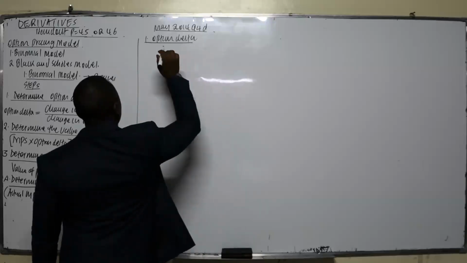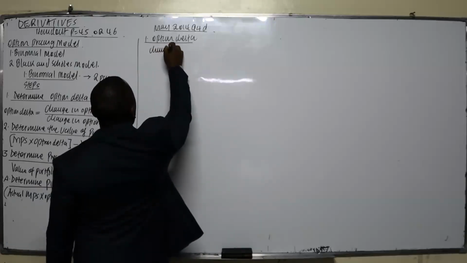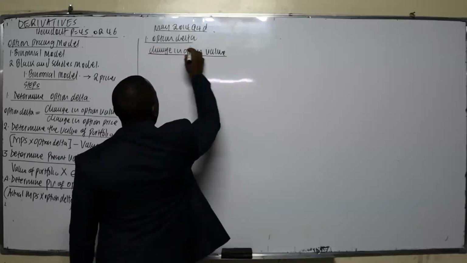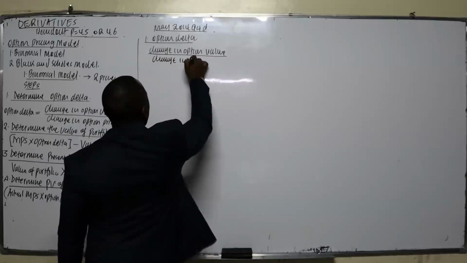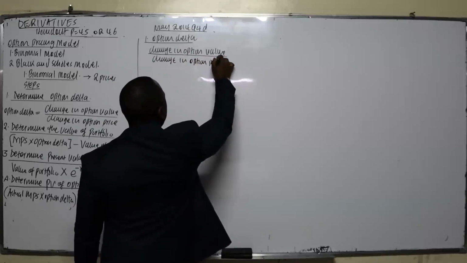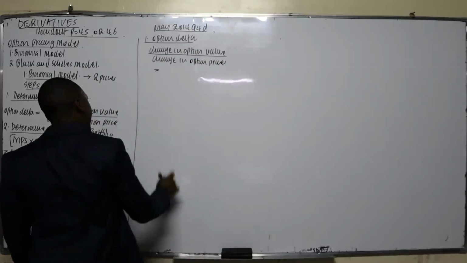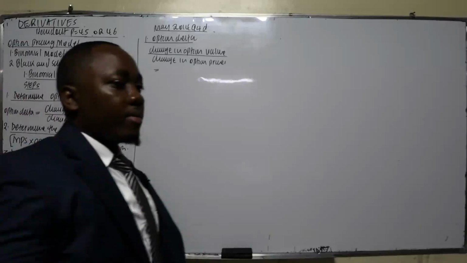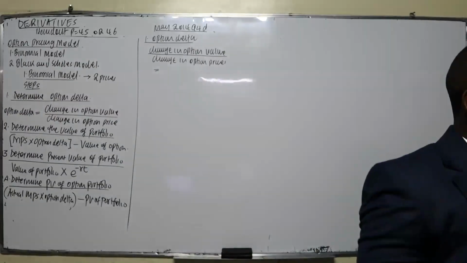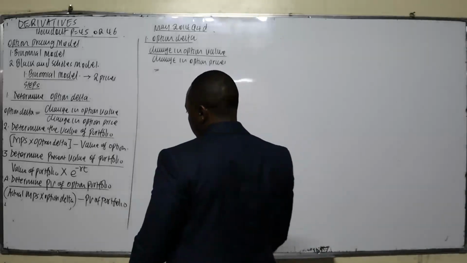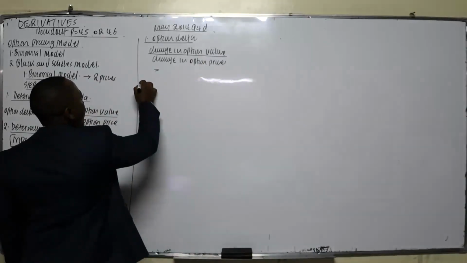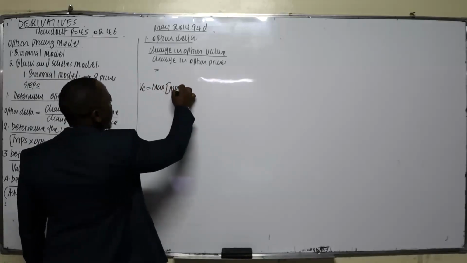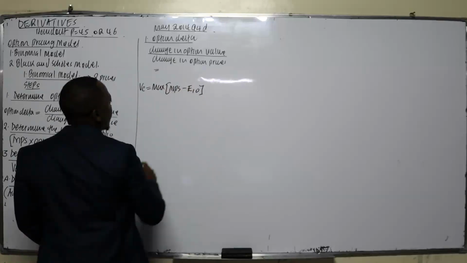And how do you get the option delta? To get the option delta, take the change in option value and divide by the change in stock prices. Let's get that. And you go back to the required. What is the question? The current market price of the call option. So we need to get the option value. How do we get the value of the call option? It's the max of market price per share minus exercise price, with zero for non-negativity.